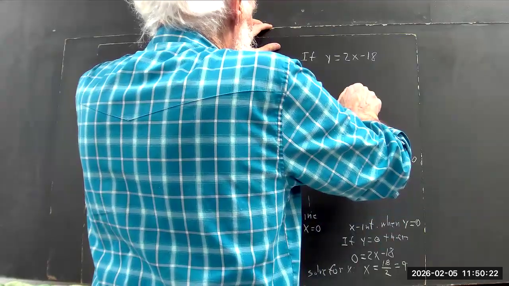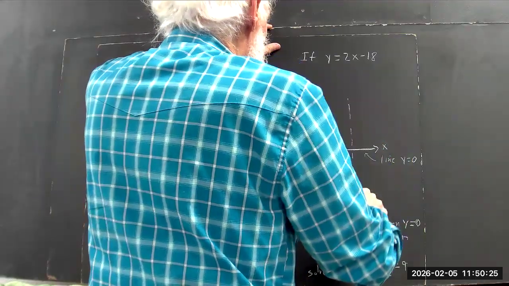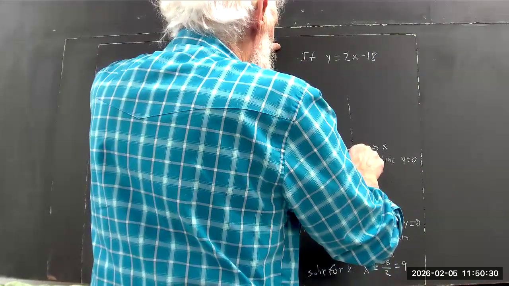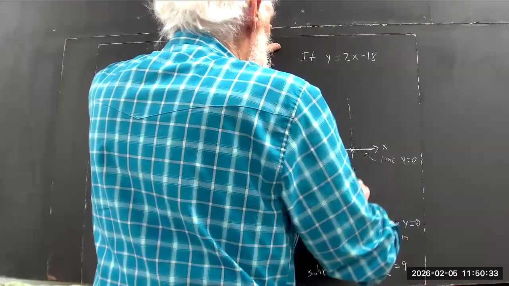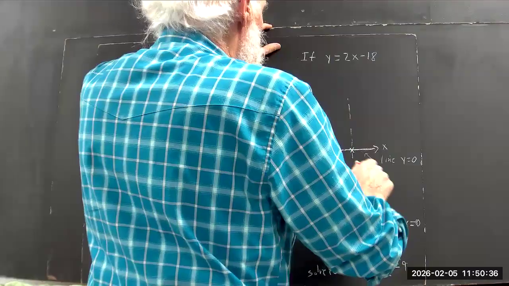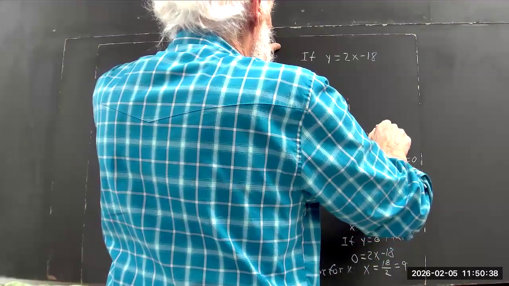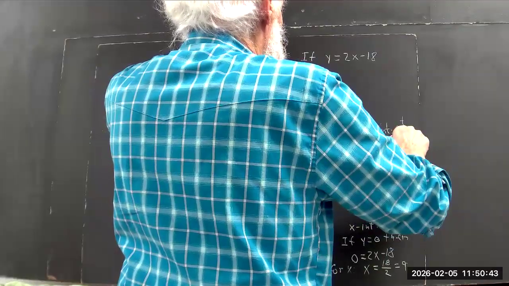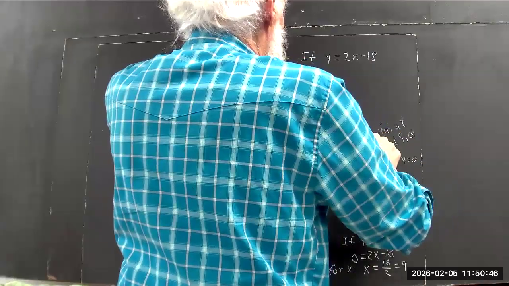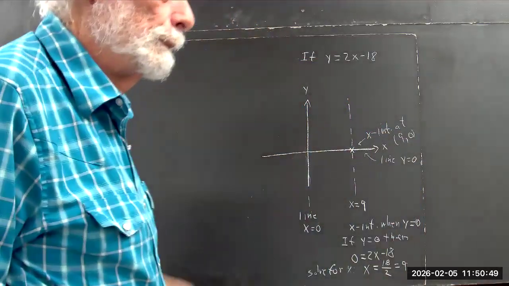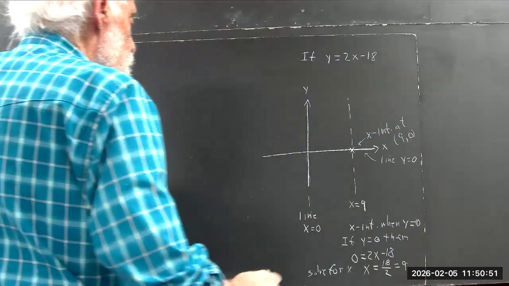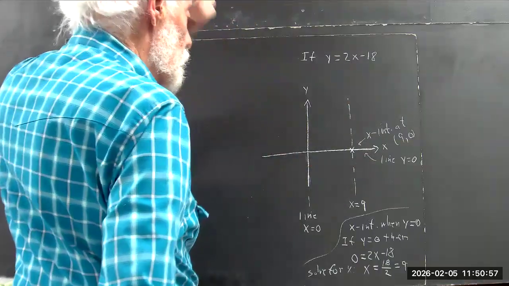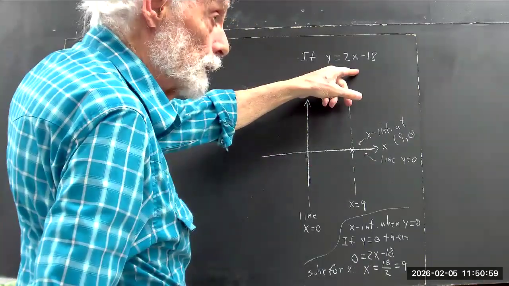And we go ahead and draw ourselves a vertical line and label it x equals 9. And then we put a point at 9, 0. And this is the x-intercept, which occurs at the point 9, 0. That is a point on the line. Now, that's where the line crosses the x-axis. Now, it also crosses the y-axis because the slope isn't 0.